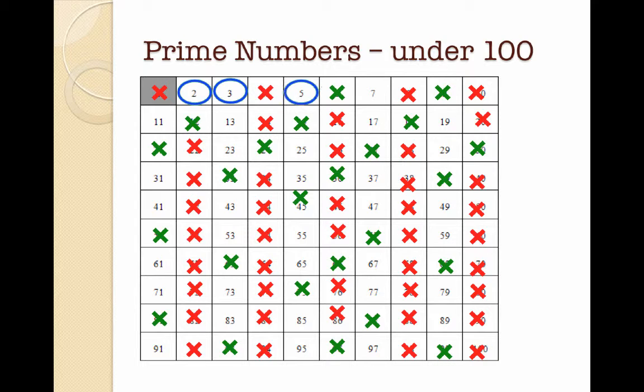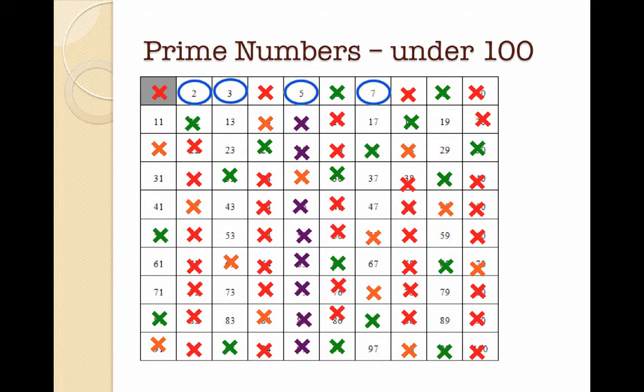Next up, I'm going to choose the number 5. Now, crossing off the multiples of 5 is pretty easy because I just go down the column of 5. Those are all multiples of 5, so they're not going to be prime. They're what we call composite numbers, numbers that have more than two factors.